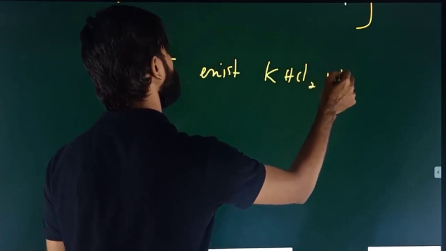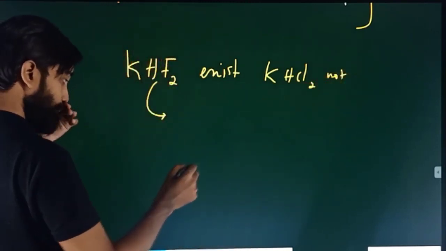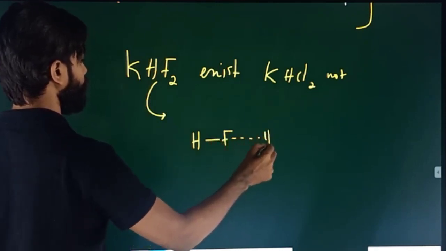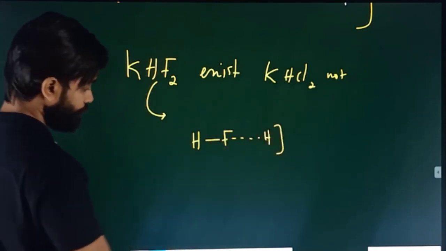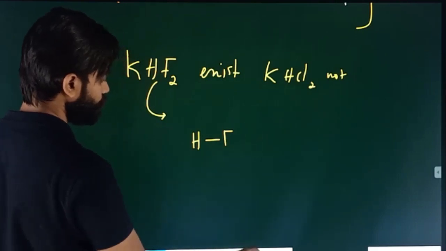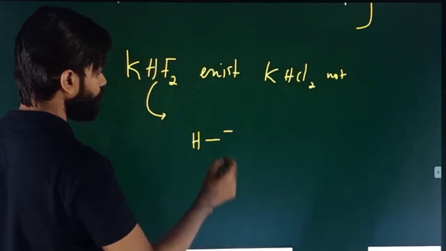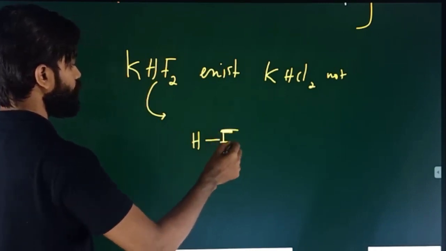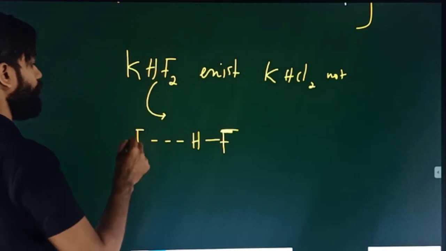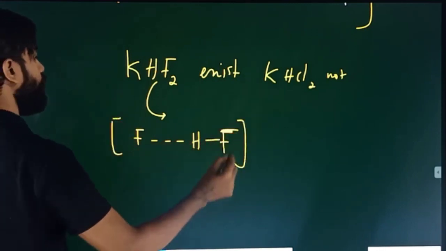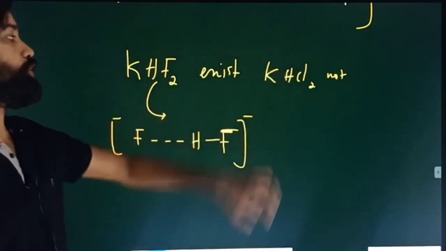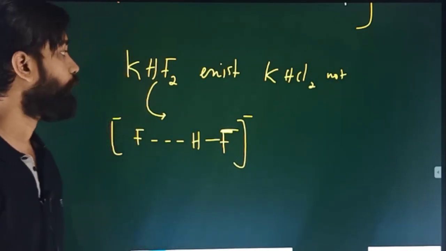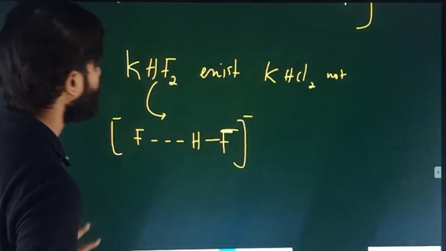KHF2 exists, but KHCl2 does not. Because in KHF2, around hydrogen, one fluorine is connected by a covalent bond and another is connected by a hydrogen bond, but that is not observed in chlorine. Chlorine rarely shows hydrogen bonding. So here chlorine has no hydrogen bonding.